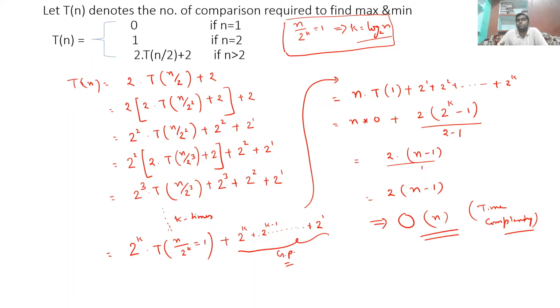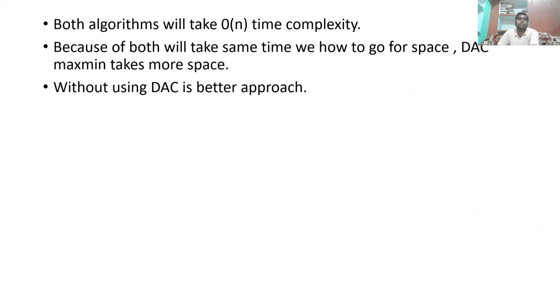So if both the algorithms have the same time complexity, then we will move on to space complexity. We will see how much space each takes. Obviously divide and conquer strategy will take more space as compared to the iterative program, because it is recursive in nature. So the divide and conquer max min find algorithm will take more space as compared to the iterative max min finding algorithm. So in order to find the maximum and minimum in a given array, the best approach is the iterative method. Finally, this is the concluding remark: both algorithms will take order of n time.